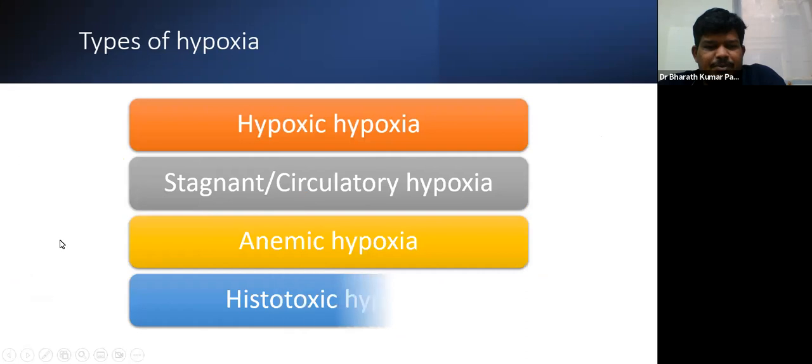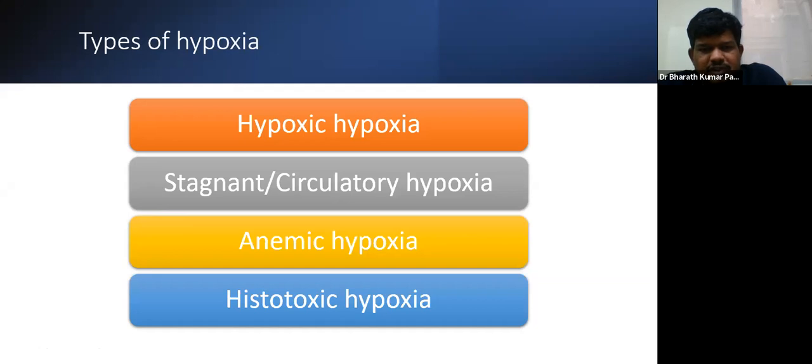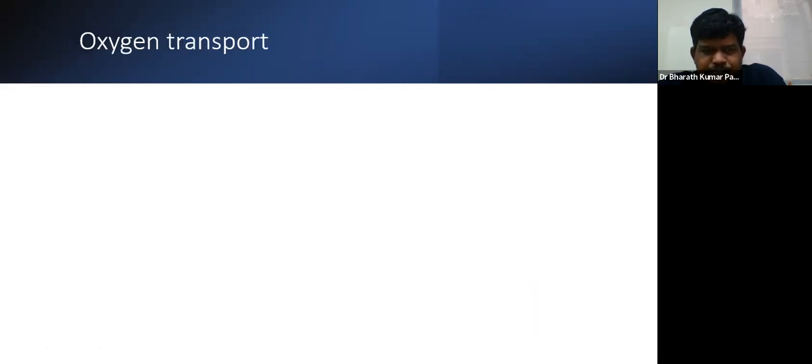So coming to types of hypoxia, these types are divided based upon the background pathophysiology that is resulting in the hypoxia. It could be either hypoxic hypoxia, stagnant or circulatory hypoxia, anemic hypoxia, and histotoxic hypoxia. We'll see these in detail.